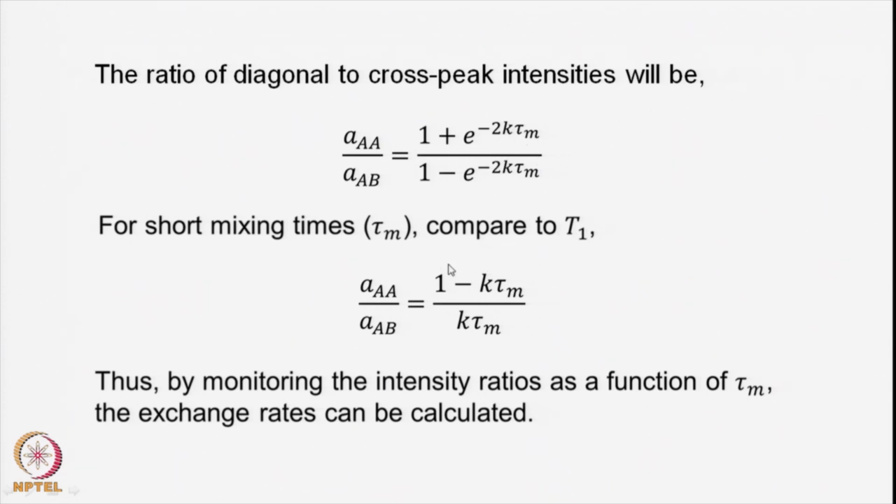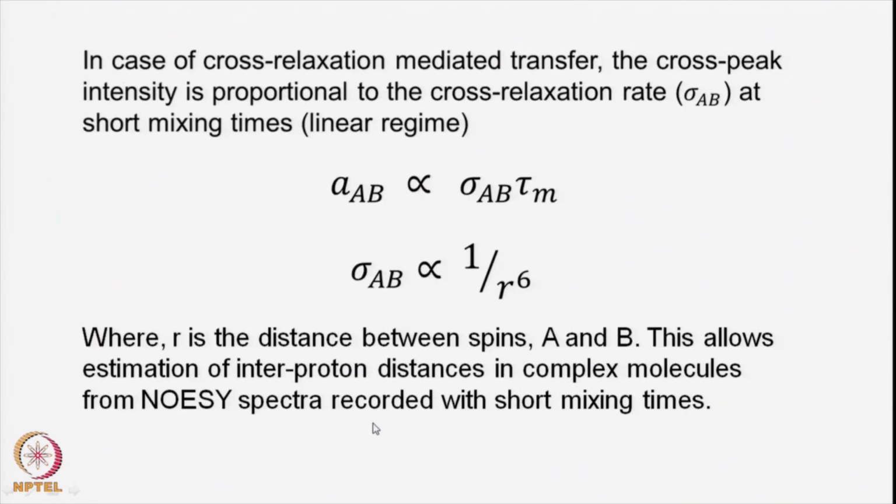because you can simply expand this. Above you will get 1 minus 2 k tau m, where the 1 will cancel, so you will have only k tau m below, and above you will have 1 minus k tau m divided by k tau m. So you can see that this is directly related to tau m, and by doing experiments at different tau m values you will be able to measure the exchange rates. Thus, by monitoring the intensity ratios as a function of tau m, the exchange rates can be calculated.